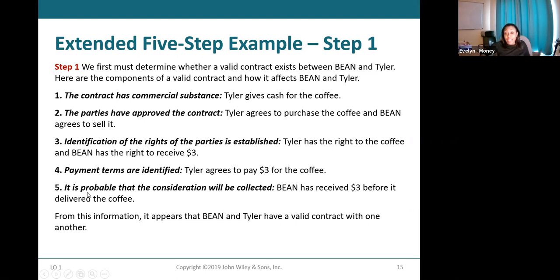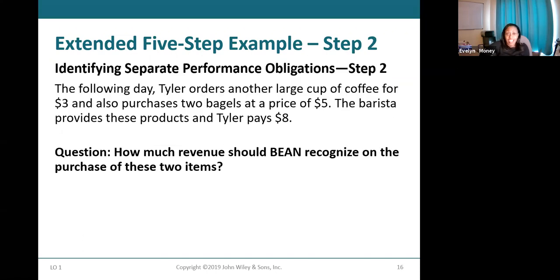Typically, most people don't walk up to a counter and order a cup of coffee if they don't have enough money to pay for it. So it's reasonable for Bean to expect that they can collect on the $3. And in this example, Bean actually does get the $3 before it delivers the coffee. So the consideration being collected is definitely probable. So it is a valid contract.